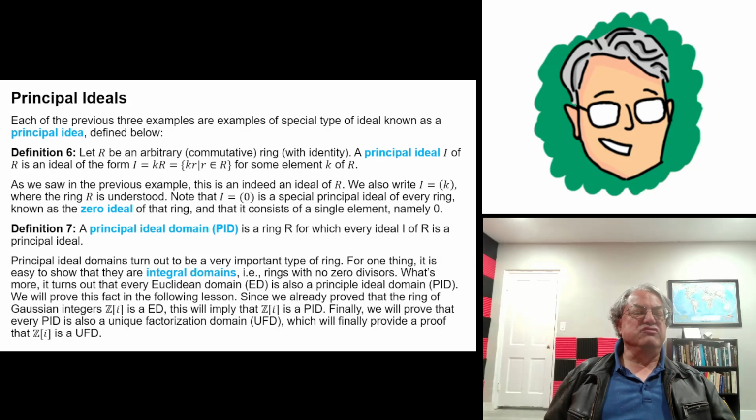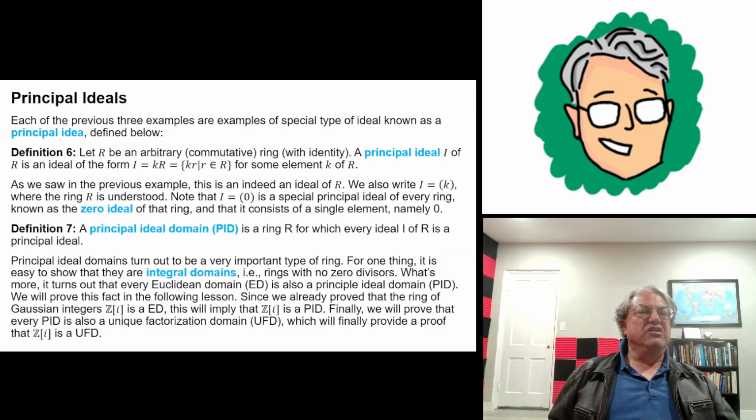And the reason we're calling it a principal ideal domain, it turns out that principal ideal domains are always integral domains. And I defined integral domains in a previous lesson. I didn't define them in this one. Maybe I should have. But basically, an integral domain is just a ring with no zero divisors. That means that if a and b are any two elements of your ring R, and if ab equals zero, if the product is zero, that means that either a is zero or b is zero.